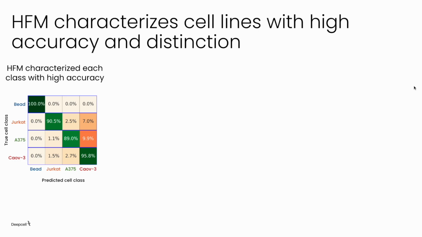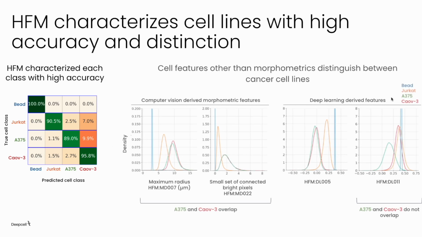When we train a classifier to distinguish these four classes, we see that HFM features that distinguish beads and the three cell lines work with very high accuracy. Class confusion was highest between the A375 and CALB3 cells, which is as expected, and a combination of features contributed to classification. We've plotted a subset of them here. Some are our morphometric features, computer vision features, and others are deep learning features.